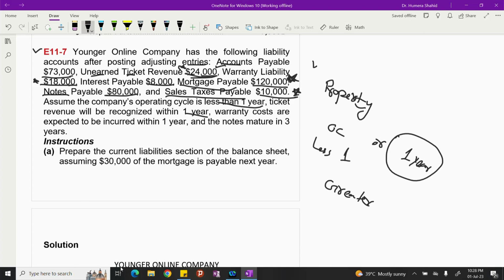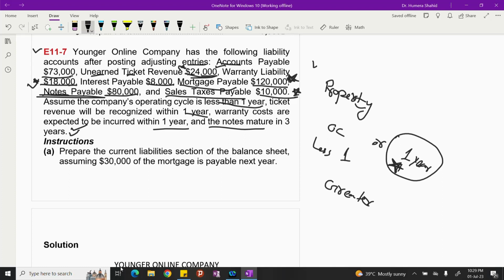This is current, right? Warranty costs are expected to be incurred within 1 year. Again, warranty, we were not sure about it. Now we are sure. This is also current. And the note matures in 3 years. Notes payable, I said in this chapter we took it as current liability, but now they clearly mentioned that it's for 3 years, right? So it means that it's non-current. Why? Because the definition says 1 year, but the notes payable life is 3 years, so it's non-current.